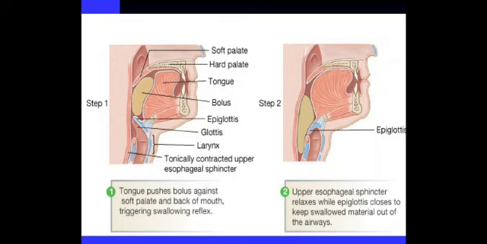As you can see, the food is moving. The soft palate closes the nasal cavity and the food passes through the pharynx, and the epiglottis is closing the laryngeal opening. The entire process occurs in 1 to 2 seconds.